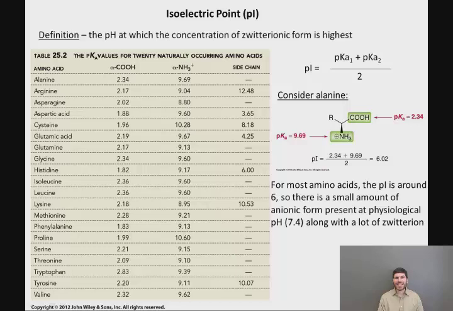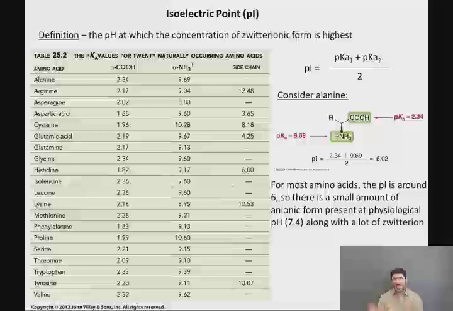So for most amino acids, the pI is around 6. What that means is when the pH is above the pI, you have some of the anionic form present in addition to the majority of the zwitterionic form. And that is the case for most amino acids at physiological pH, because pH 7.4 is above the pI value, which will be around 6. But now you notice that for some of the amino acids on this table, there is another pKa value for what's listed as the side chain.